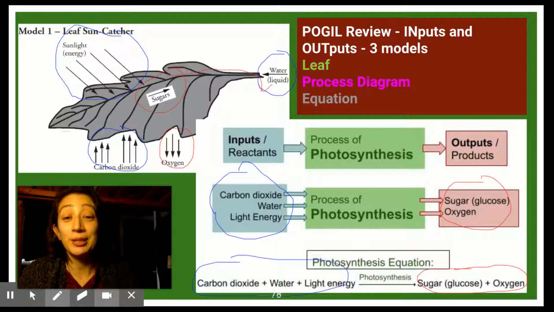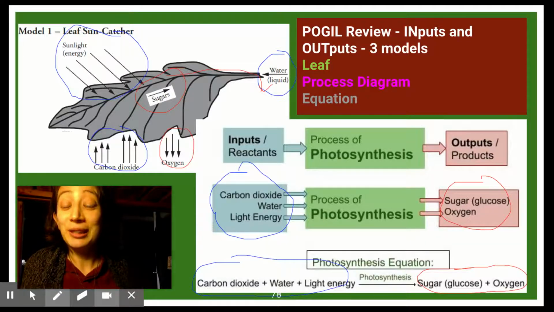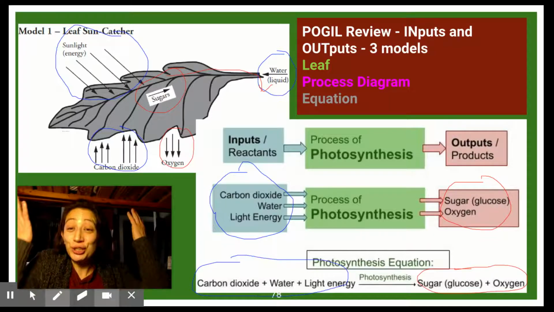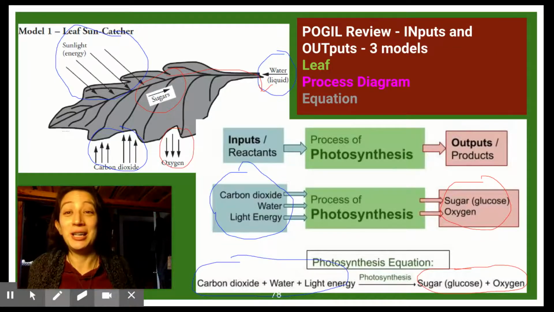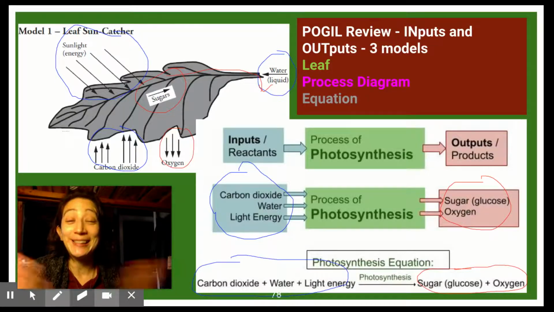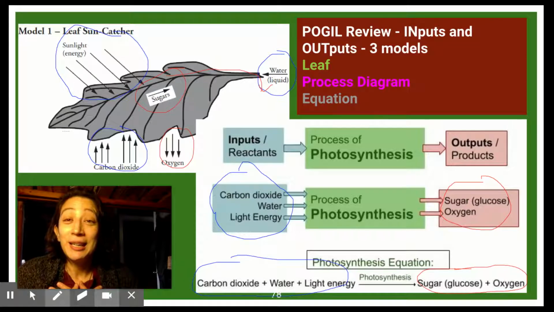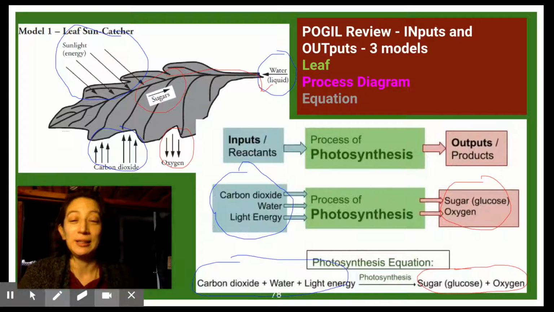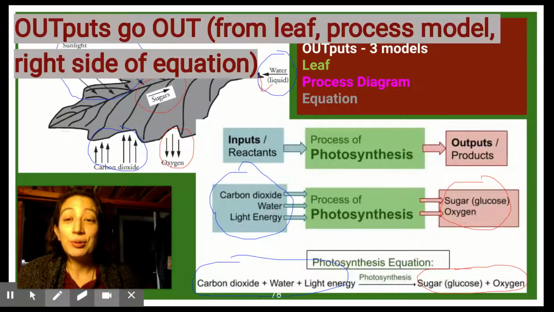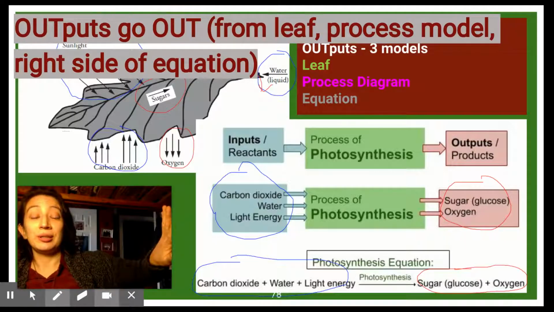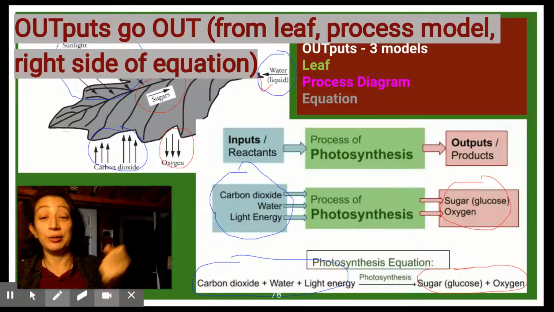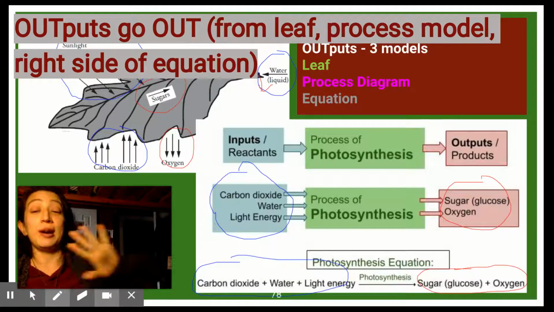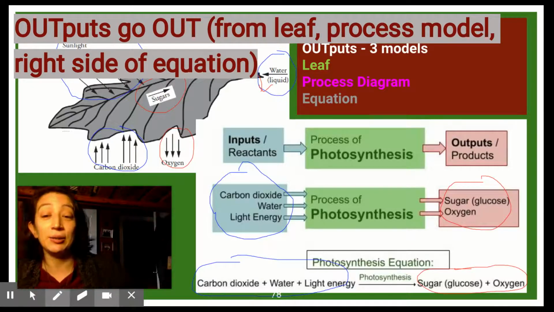Why is that important? Because the plant needs food. What would happen if the sugar just went out into the air? Well, then the plant made all that food for nothing. It needs to be able to eat it and use it. So the sugar has to go back into its body. All right. So outputs go out on the right-hand side of the equation. Notice I'm using my right hand. Outputs go out into the right-hand side of the equation.